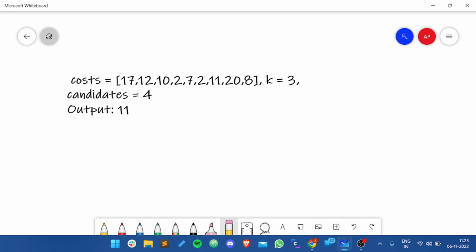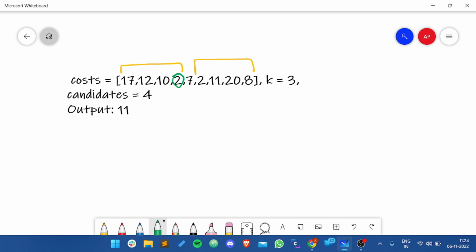So we have to hire three workers. And in the first hiring session, the minimum of the first four and last four will be selected. First four are these, and last four are these. Here the minimum is 2, and if two workers have the same cost, then the one with the minimum index will be hired. So this one will be hired.